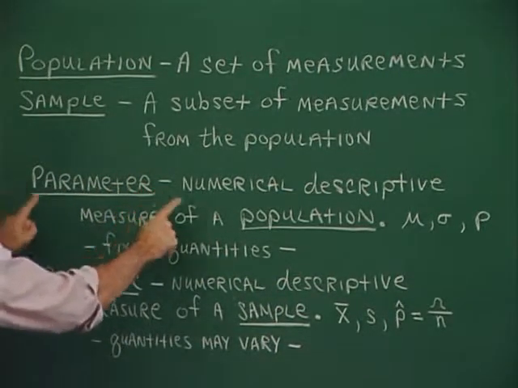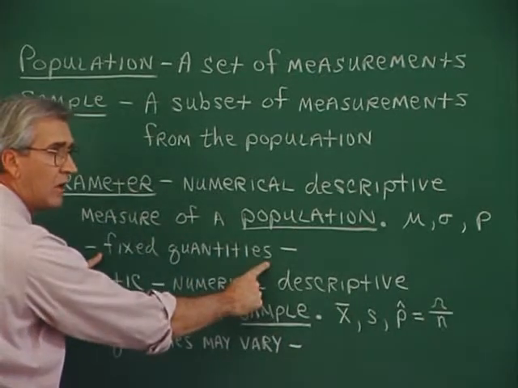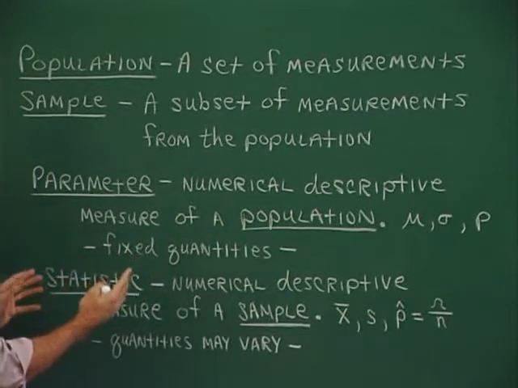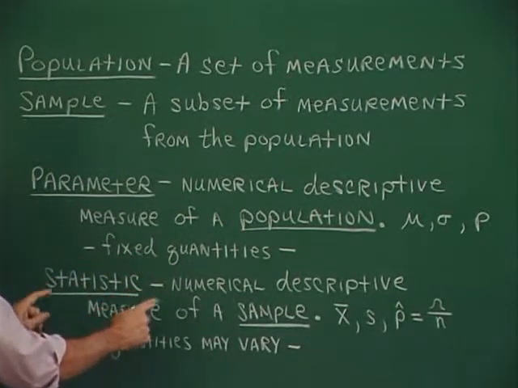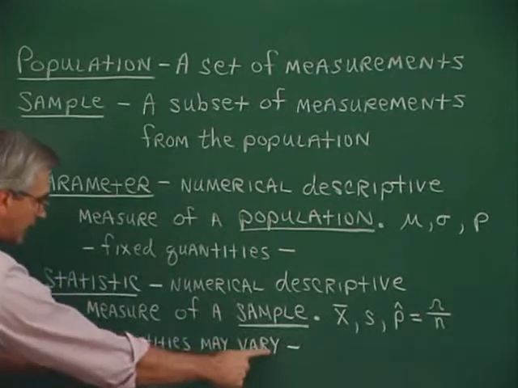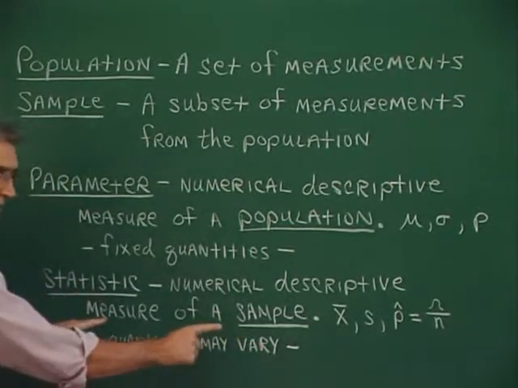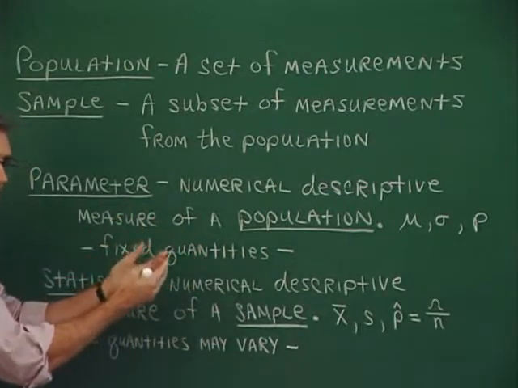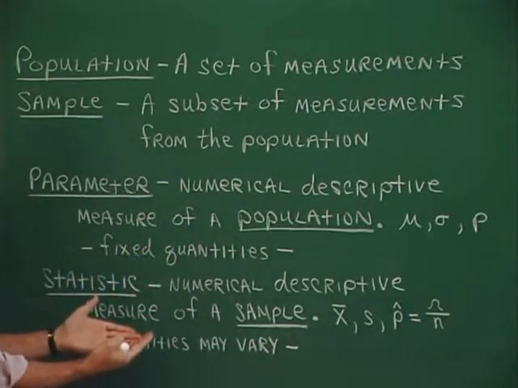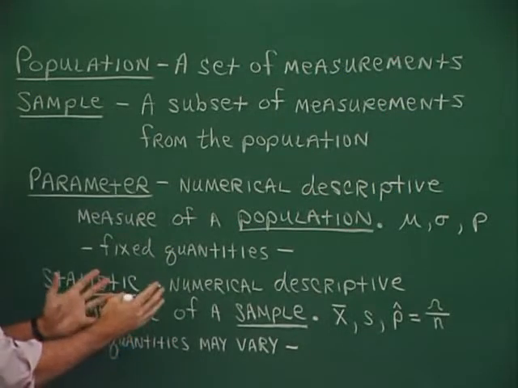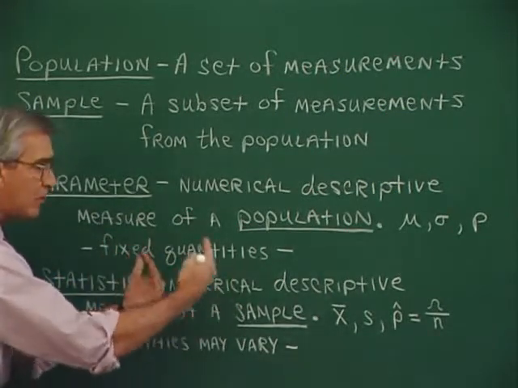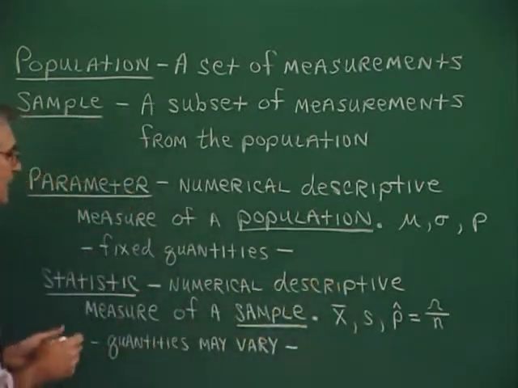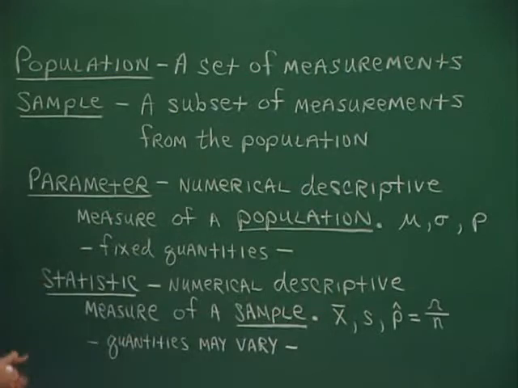Now, parameters are fixed quantities. They are fixed because there is one single population. On the other hand, statistics are quantities that may vary, and I've written that down here. They may vary because there are many different samples that can be taken of a given size from a population. So from one sample to the other, we would have a different X bar, a different S, and so on. Parameters are fixed quantities.